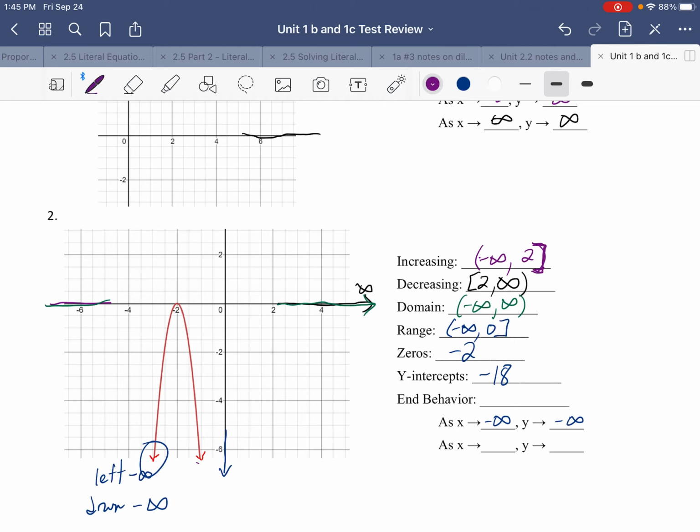On the other side, it's going to go right. The arrow is going right and down. How far right will it go? Positive infinity. How far down will it go? It will go down to negative infinity. So let's transfer those over. It's going to go x value to the right to positive infinity, and the y value is going to approach negative infinity.